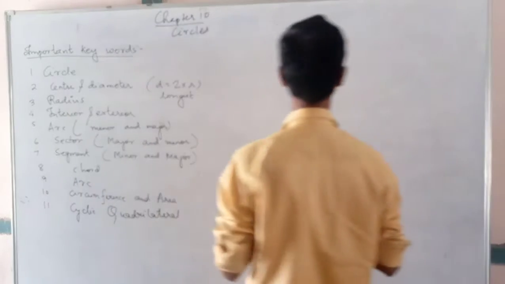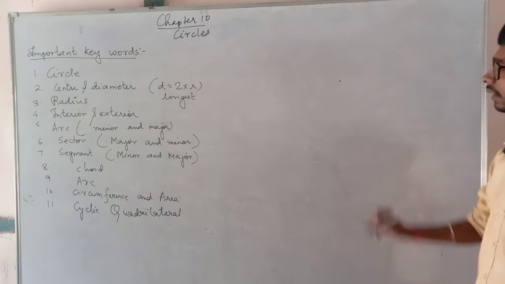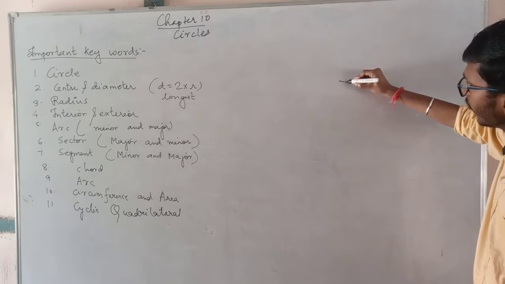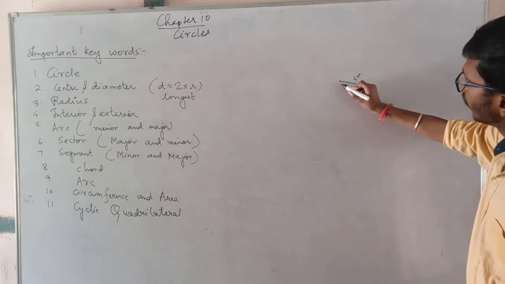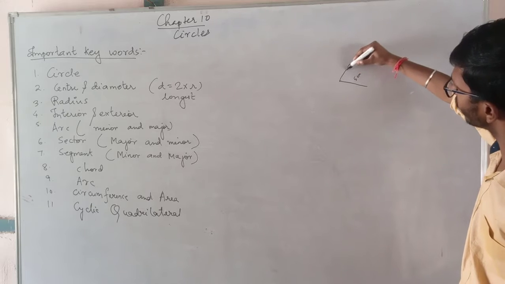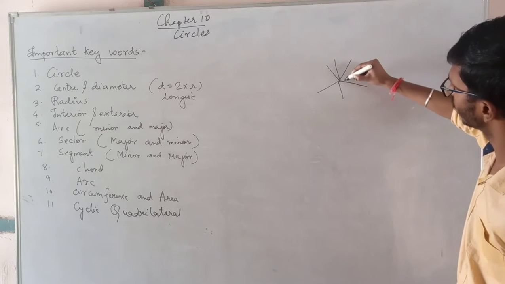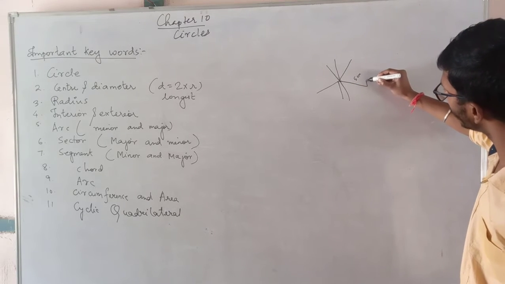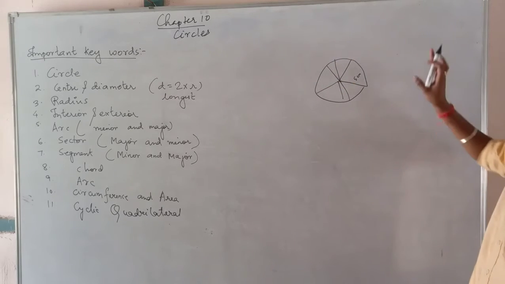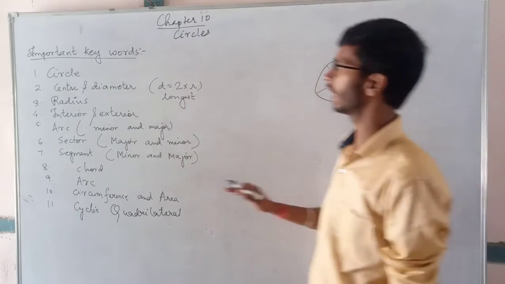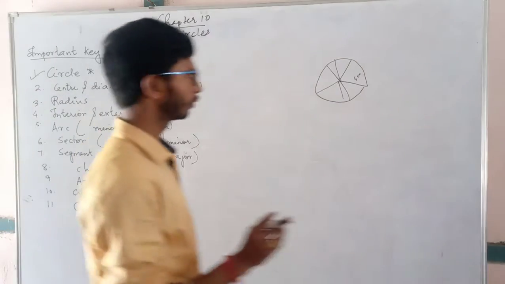How will we define it? If we take a point and if we take a fixed distance, for example, suppose 5 centimeter, okay? Now from that point, if I take 5 centimeter distance like this, then joining these end points, we will get a closed curve, and that closed curve is called as the circle. Got it clear? I will repeat once more.